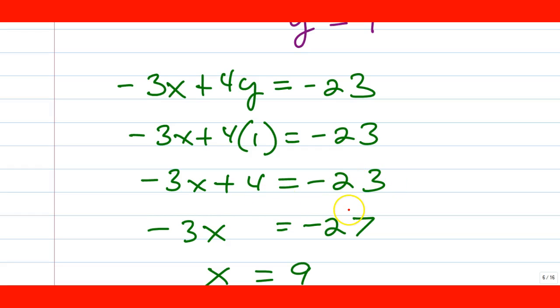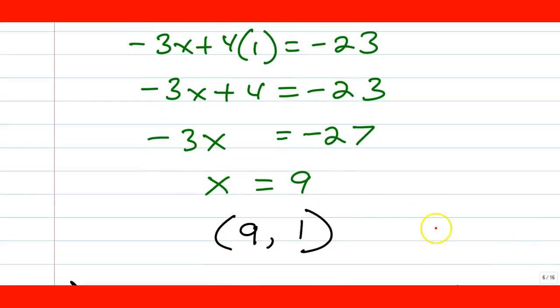Subtract the 4 off both sides. I'm left with a negative 3x equals a negative 27. Then divide out that negative 3. Negative 3 into negative 27 leaves you with an x equals 9. So my ordered pair is 9, 1.